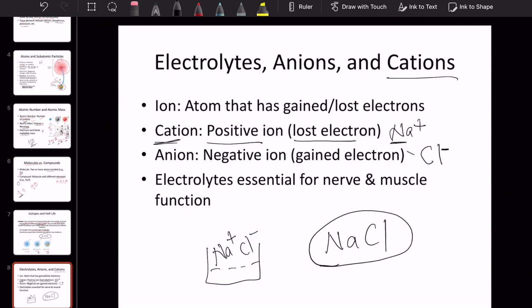Electrolytes are essential for nerve, muscle, and other functions. Electrolytes include sodium, potassium, these kinds of things. That's very important. Then ions, what is that? Ions are atoms that have gained or lost electrons. When they gain or lose electrons, they are going to get what? Charge.